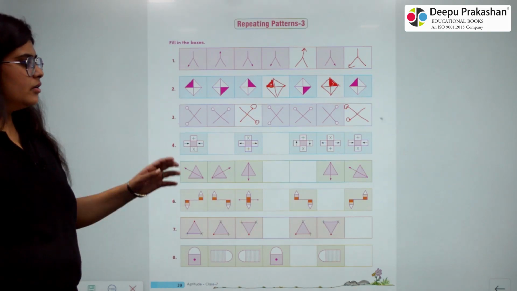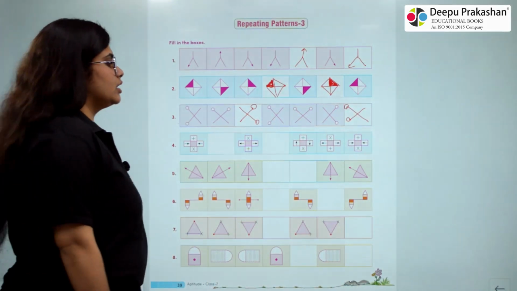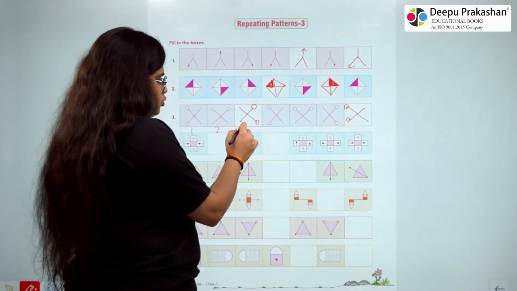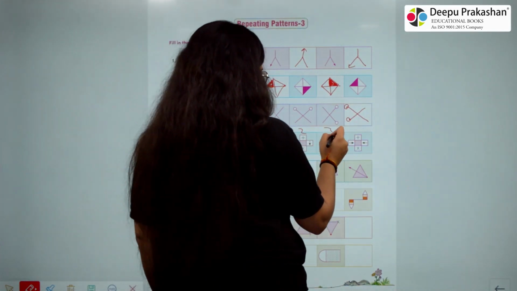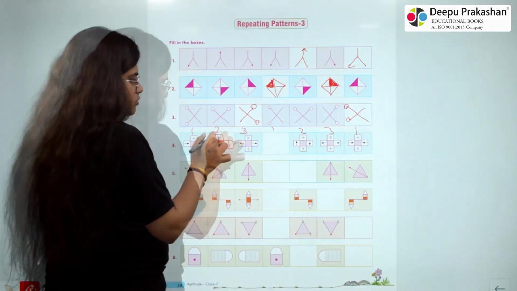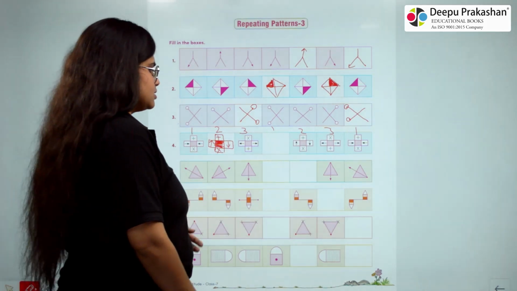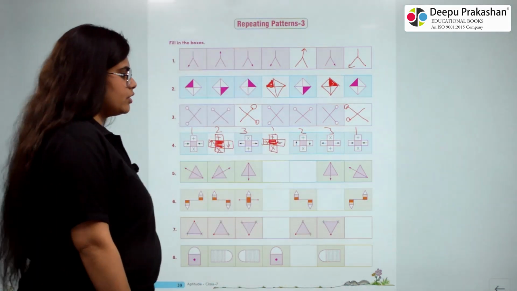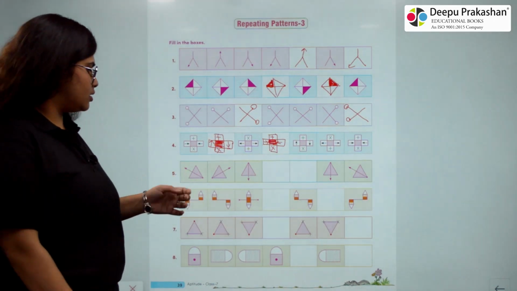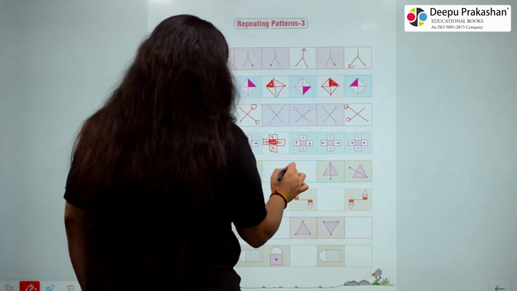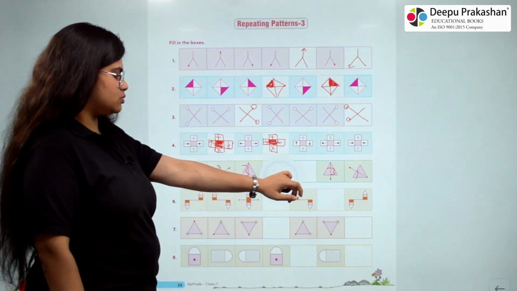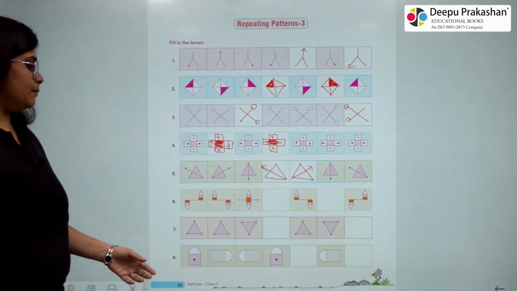4. Here we are given 3 images, that is 1, 2, 3, then 1, 2, 3, then 1. So here the second image is this, so we will draw, and the first image is this, so we will draw this image here. Okay. 5. Here we are given 3 images, 1, 2, 3, then 1, 2, 3, 1. So here the first and second images will come. Okay. 6.